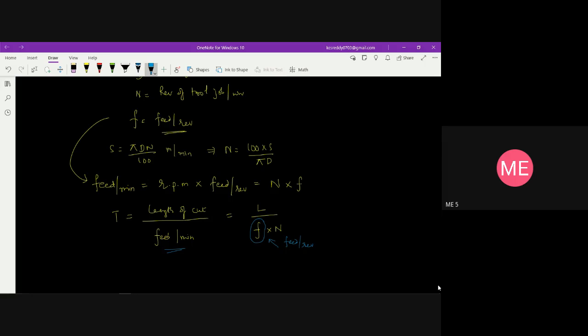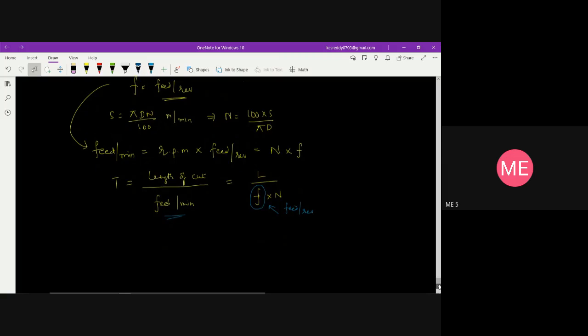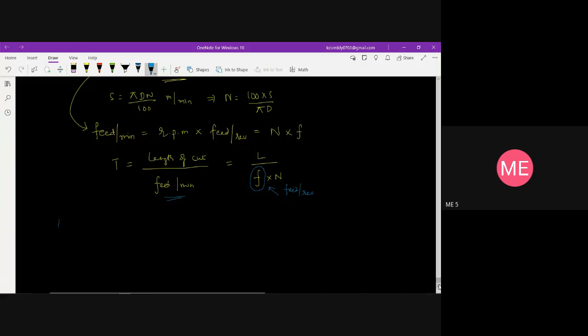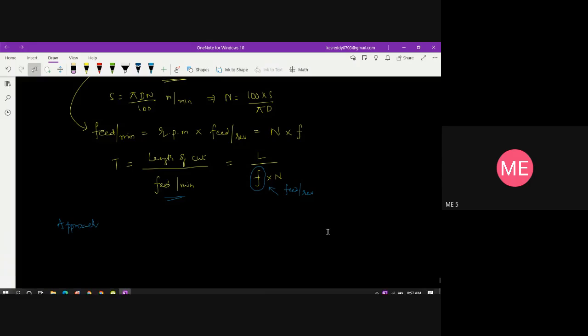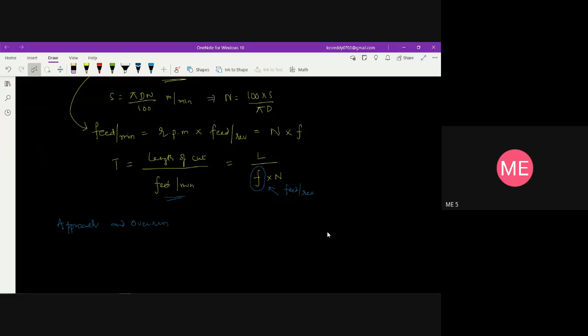By using this machining time, I can evaluate the total time to complete the job. If I take the approach and overrun into consideration, then T will be taken as length of cut plus length of approach and length of overrun, divided by F into N. So this will give the machining time in minutes.